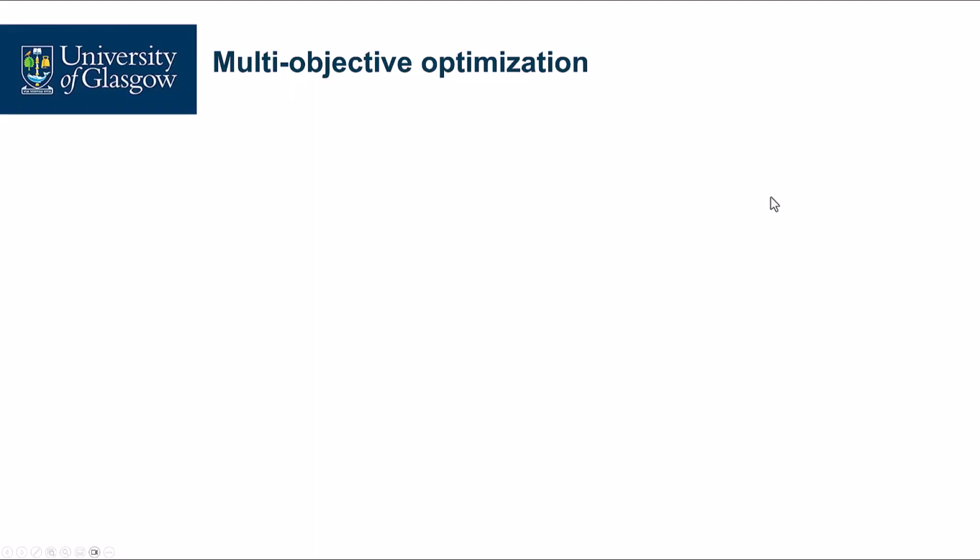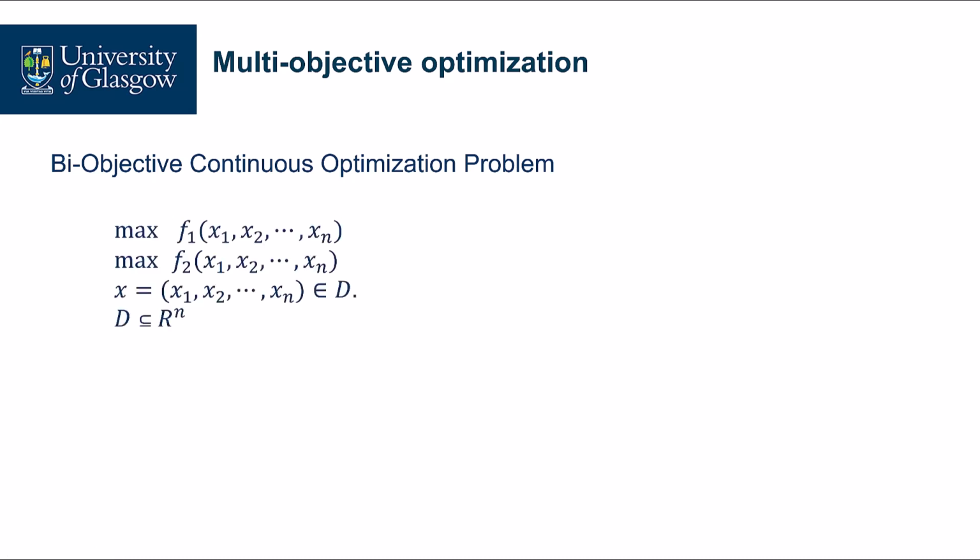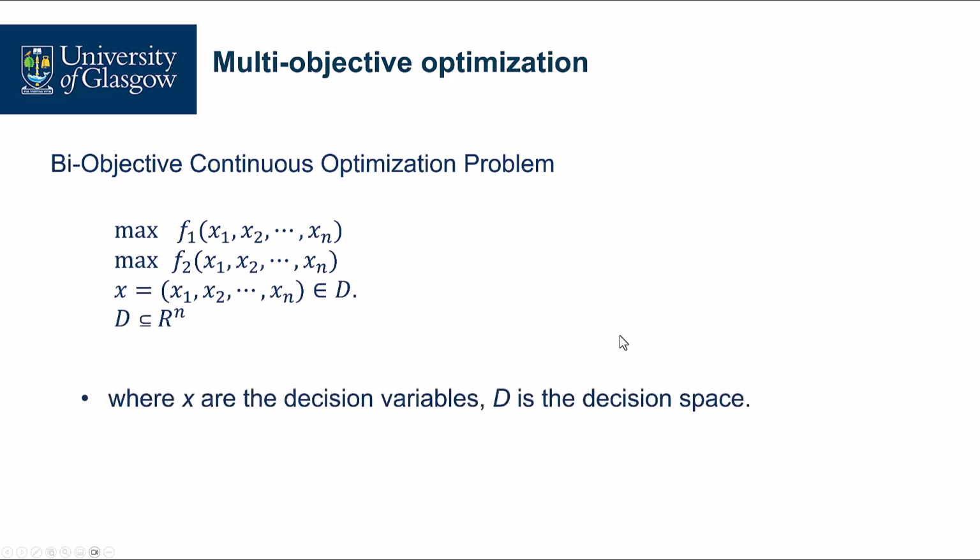So here I provide a bi-objective continuous optimization problem. Bi-objective means two objectives. You can have 3 objectives, 4 objectives, that's no problem. So let's see the problem. The first objective, maximize f1 of x1 to xn, these are the decision variables. And also we have maximize f2 of x1 to xn. The x belongs to the decision space D, and D belongs to the real domain. So we can see it's here.